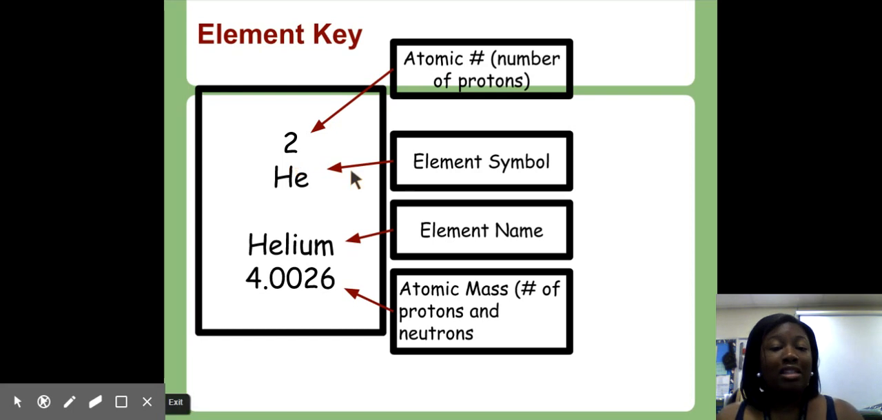Then we have our element symbol. The example is helium right here. The element name will not always be on the periodic table, but for this instance, I'm giving it to you, which is helium. And underneath it, you will have the atomic mass, which is the number of protons and neutrons. It will be in a decimal format, but most of the time when we subtract and add, we want this to be a whole number, so we would do the 4.